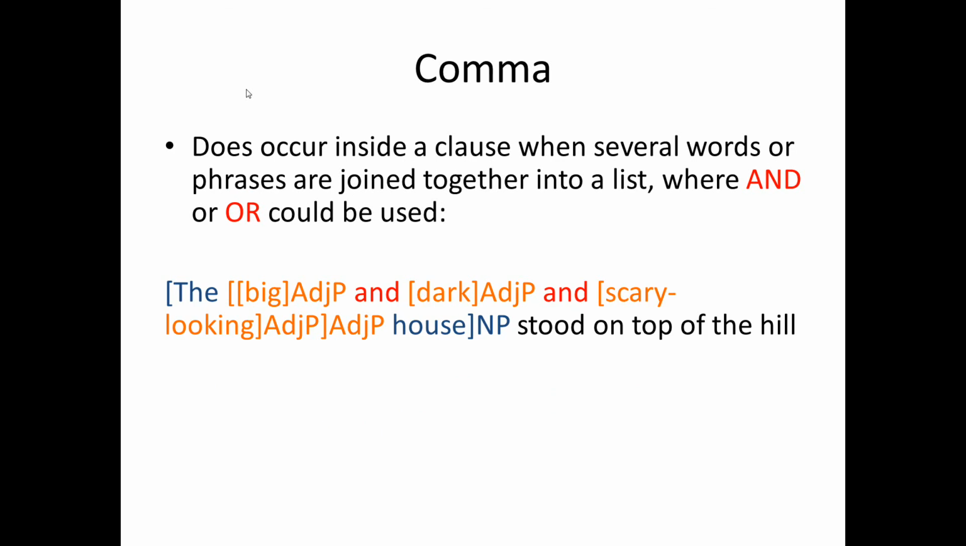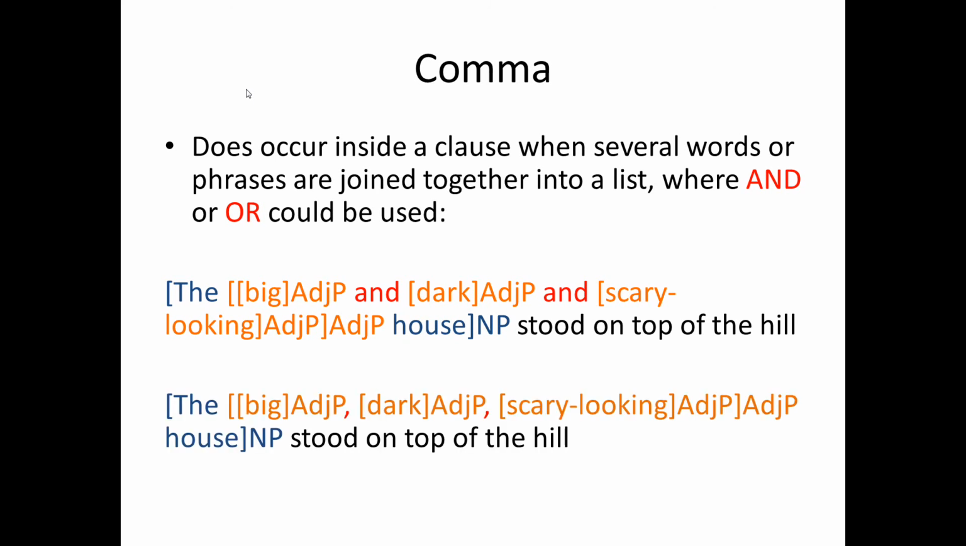Instead of "the big and dark and scary looking house stood on top of the hill", where you've got 3 pre-modifiers in the noun phrase that are all joined with "and", you could join them with commas instead and say the big, comma, dark, comma, scary looking house stood on top of the hill. Notice again that the commas can go between the different pre-modifiers, but not between the pre-modifier and the head noun.